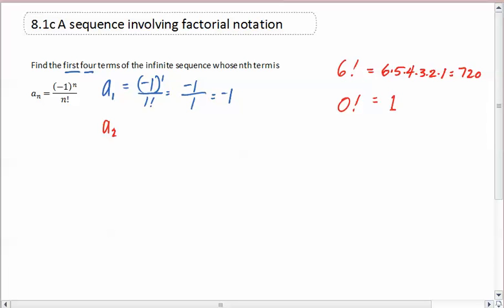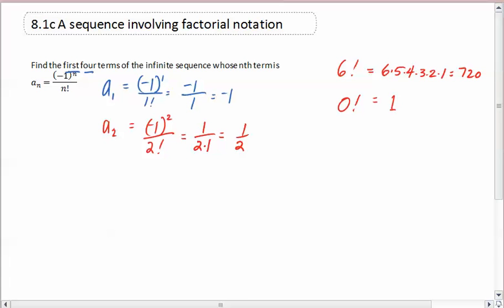a sub 2 is going to be this to the n power, which is 2. Now that's not n factorial, that's just n. This is n factorial, which means negative 1 squared, I'll go ahead and make that positive. We're going to have 2 times 1, so that gives me 1/2.